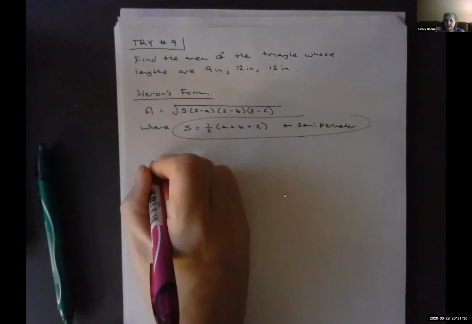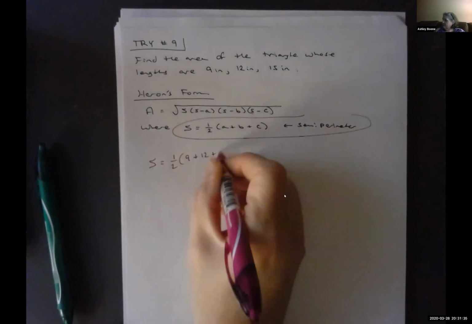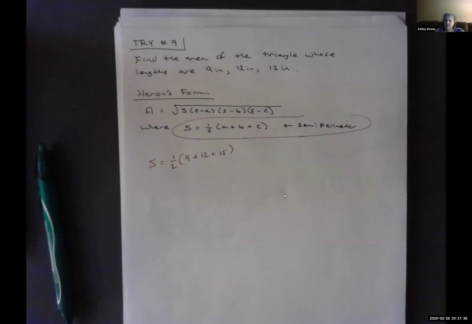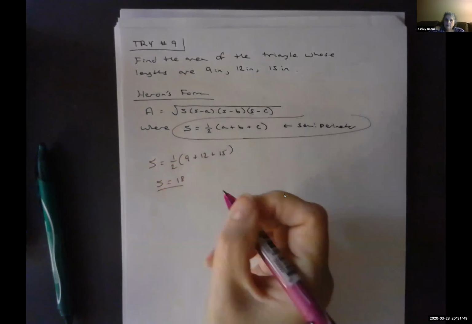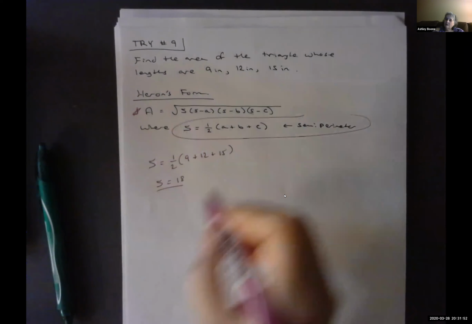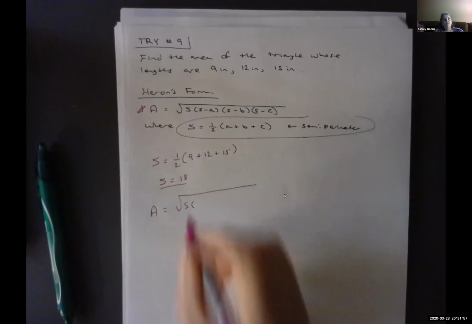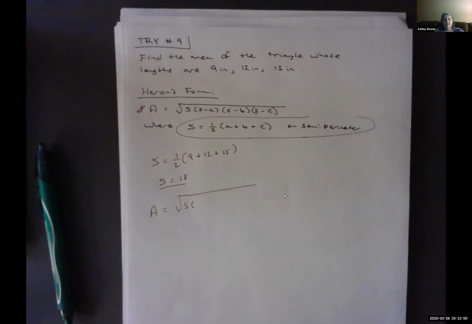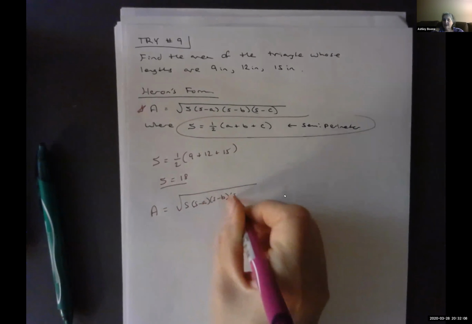So the semi-perimeter S is half of the sum of those sides, 9 plus 12 plus 15. So if you take half of 9 plus 12 plus 15, you end up with a semi-perimeter S of 18. Heron's formula says you find the area of a triangle by taking the square root of s times three more factors. Each factor is the semi-perimeter s minus the side. So s minus side A, s minus side B, s minus side C.